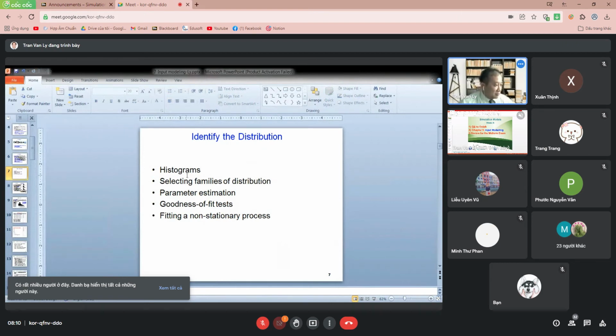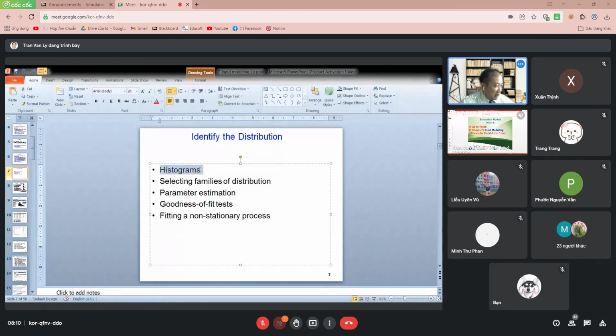Next, you identify the histogram. You know histogram, and after that, you select the family of distribution, and you estimate the parameters of each probability distribution. Then you need to test the goodness of fit, and you fix the non-stationary process. This is very meaningful.